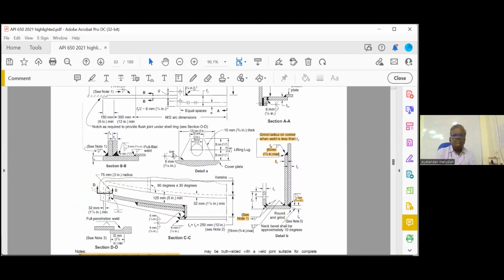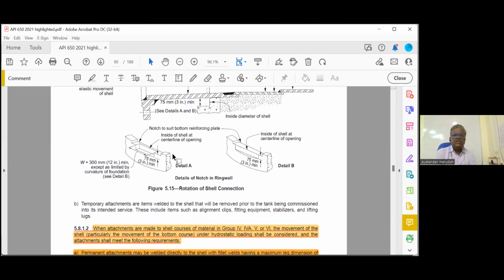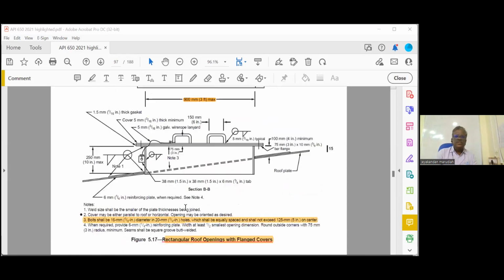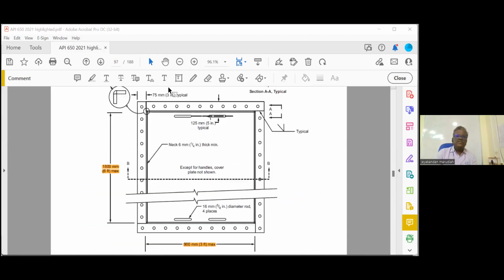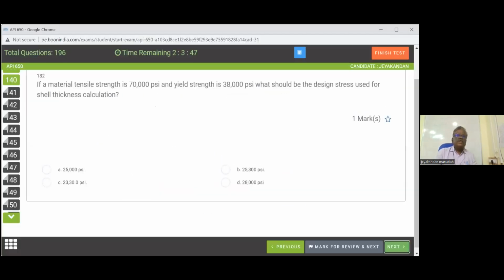So it is given, page number 5-75, 3 feet by 6 feet. This is the 3 feet by 6 feet. 6/3 or 3/6, whatever you call. Okay. If the material tensile strength is 70,000 and yield strength is 38,000, what should be the design stress? What formula do you have to use? The 2/3 of the yield strength or 2/5 of the tensile strength. Calculate it. Design stress, calculate it.